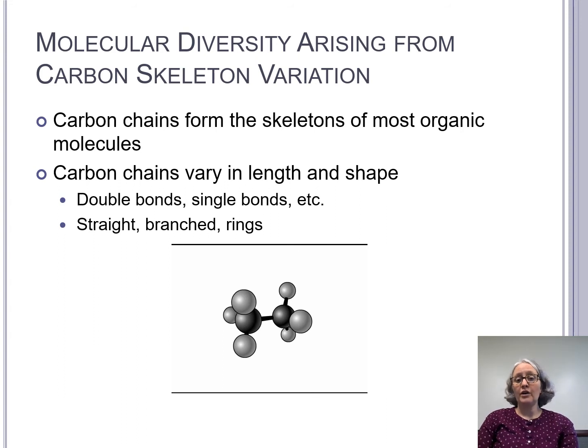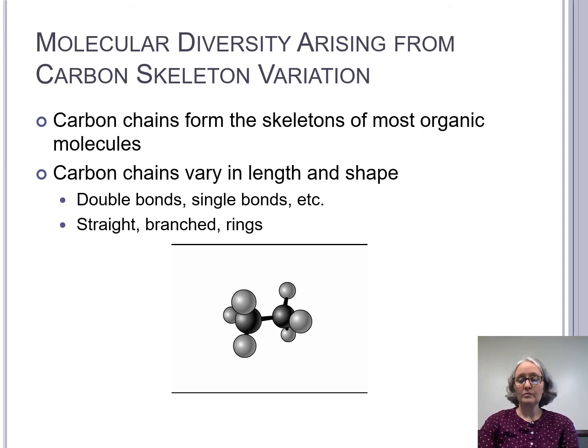Carbon chains can vary in their length and shape. We can look at double bonds, single bonds, straight versus branched. In the next couple of slides, I'm going to go through examples of some of the various shapes that carbon may take. Again, these are only for illustration. You do not need to memorize any of these shapes. We're just trying to show you some of the versatility that carbon has.